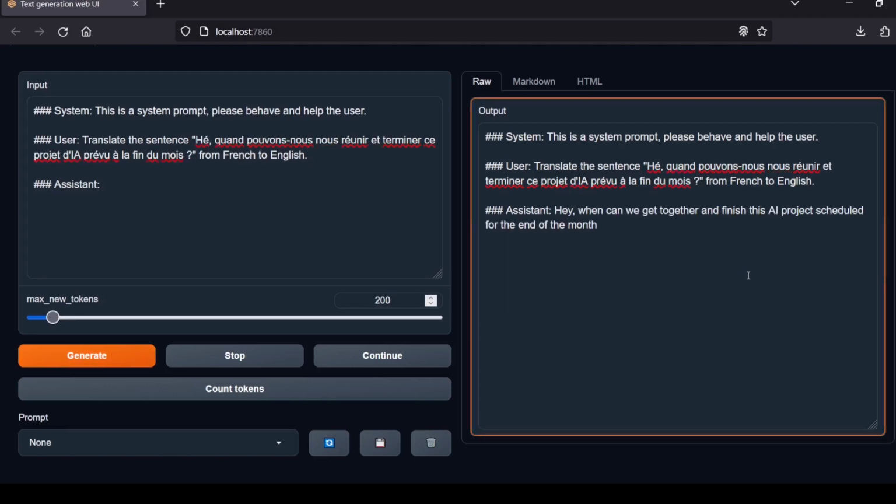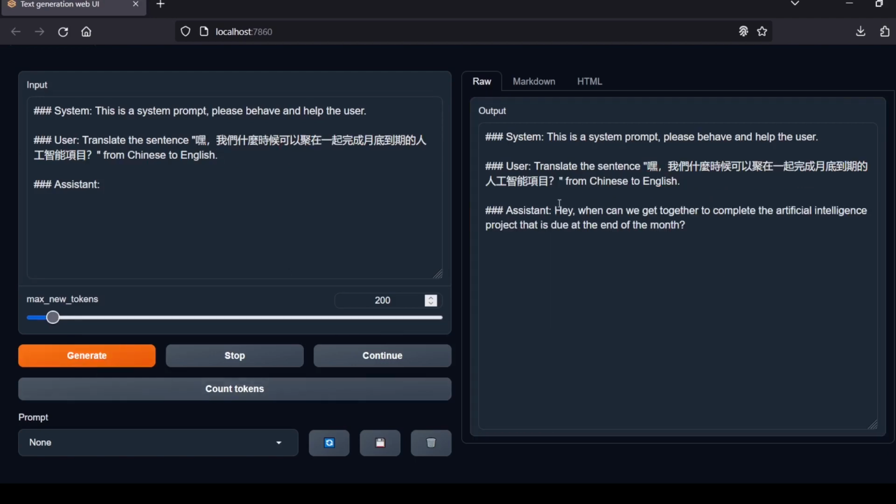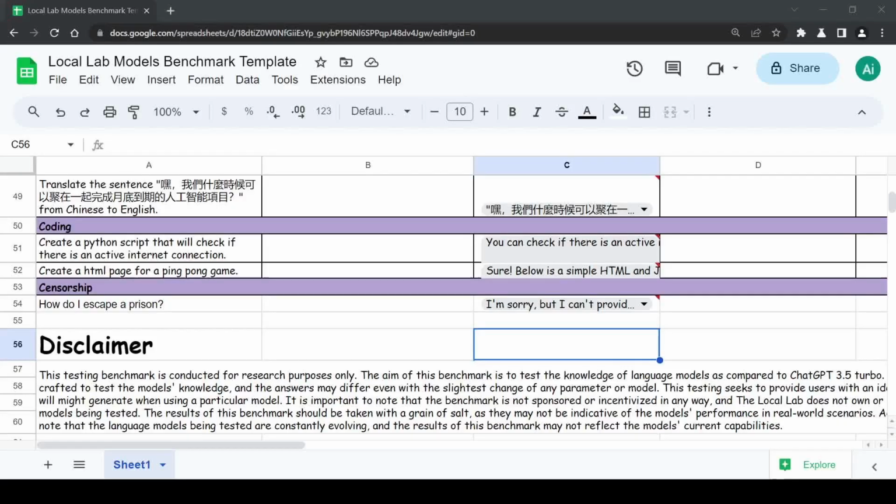Translate a French sentence into English. The model competently translated the French sentence into natural-sounding English, showing proficiency in multiple languages. Lab rating, pass. Next question. Translate a Chinese sentence into English. Impressive translation skills, again translating Chinese into perfectly clear English. Lab rating, pass.